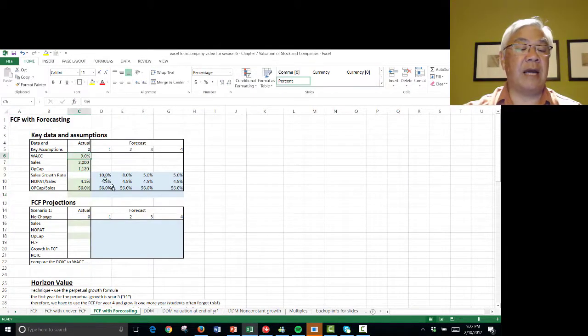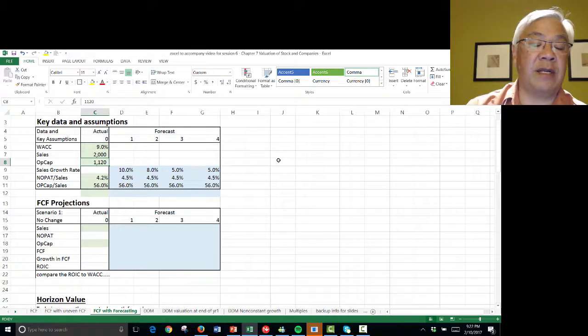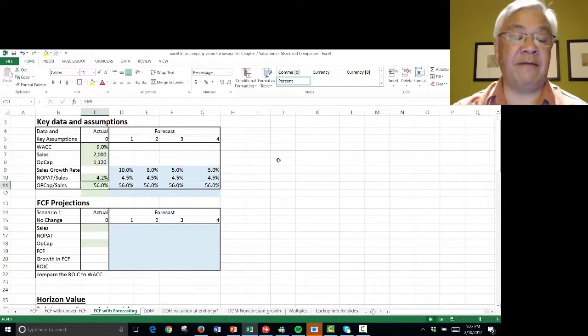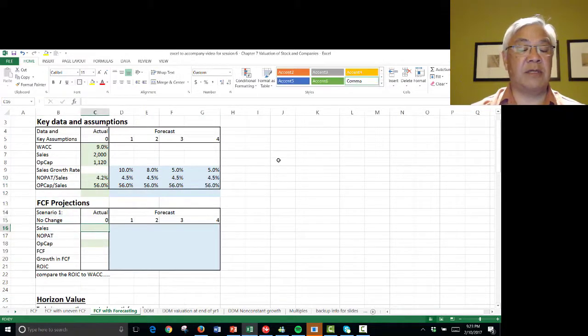So here's the data we had. So 9% WACC, 2,000 of sales, operating capital of 1,120, NOPAT divided by sales 4%, operating capital of 56. So when we look at, and then we're given growth rates. So the growth rates are going to be 10, 8, 5, and 5. So we're going to stabilize here after year 3. And the NOPAT and operating capital, you'll see these stay the same. So we can project our numbers.